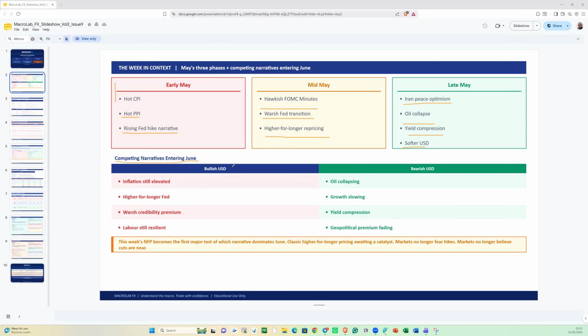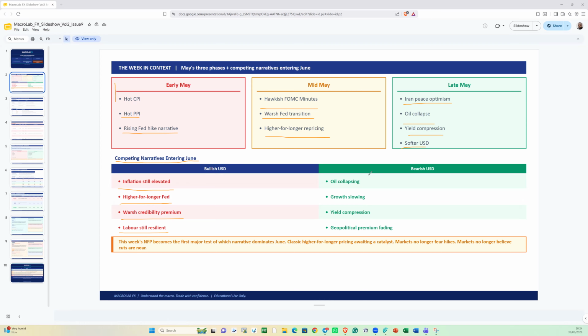What should we expect if the USD is to stay bullish? First, inflation needs to stay elevated. We'll have to see the higher-for-longer Fed narrative still holding tight, and see what Kevin Warsh, the new Federal Reserve chairman, does. We also need to see labor still resilient enough to prove that interest rates can stay higher for longer, for us to have a bullish USD narrative all through the month of June.